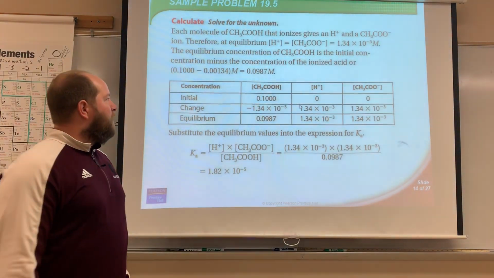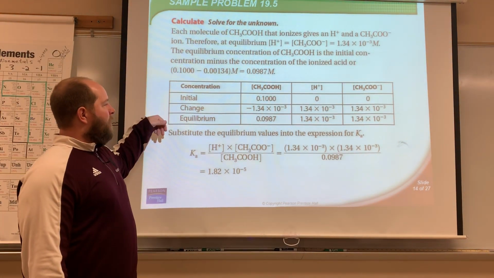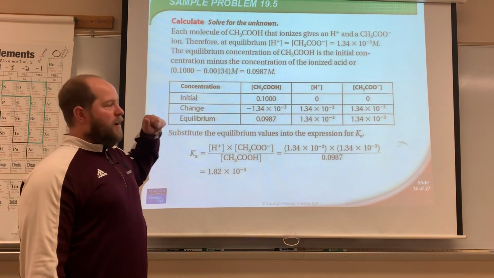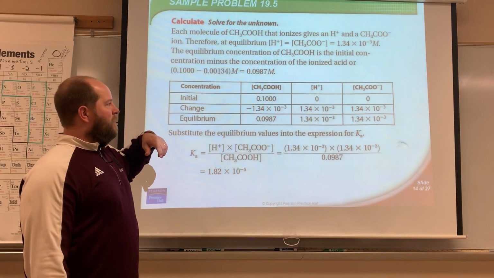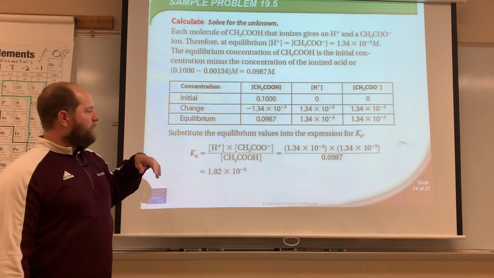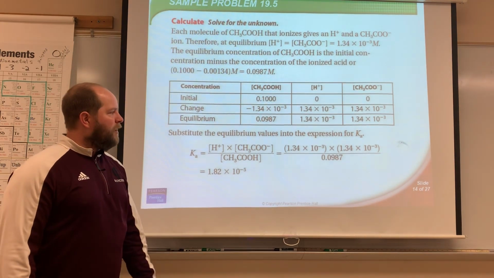I don't know why. So here's the ice table. If you can't read my handwriting, it's right here for you. They set it up. So here it is, 1.82 times 10 to the negative fifth.